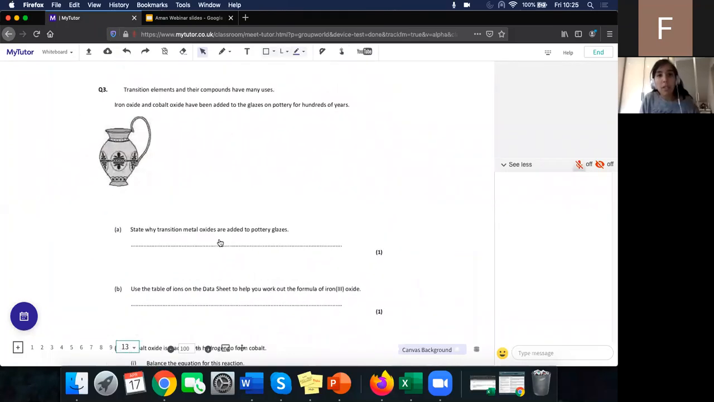Okay, transition elements and their compounds have many uses. Iron oxide and cobalt oxide have been added to the glazes on pottery for hundreds of years. So we've not gone over pottery, but does anyone know, why would we add transition metals to pottery? What's special about pottery?